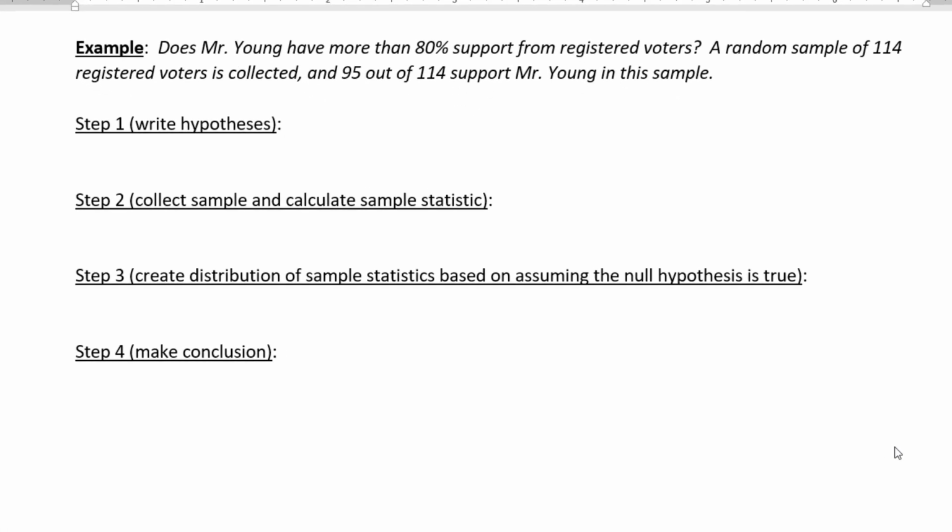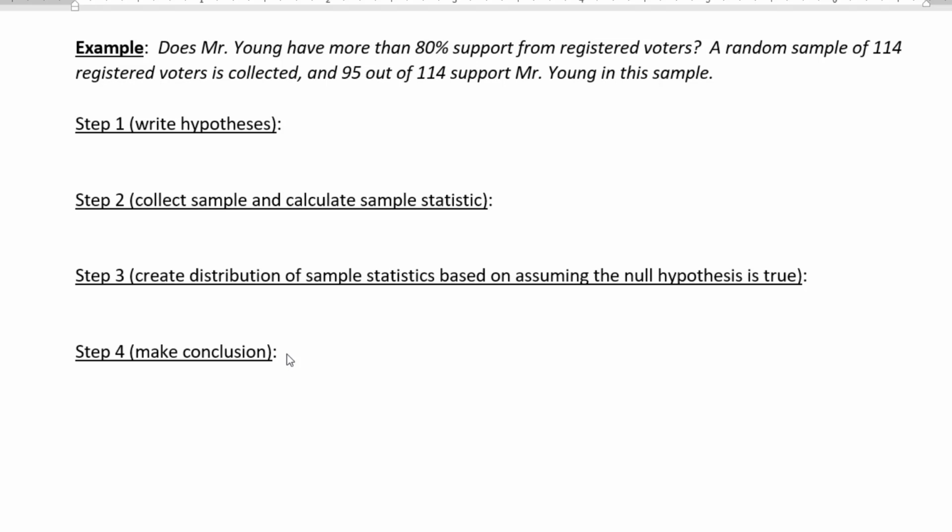This video will go through the 4 steps of a hypothesis testing process with broad strokes. We haven't yet introduced p-value, which will happen soon. For now, we're still using the 2 standard deviation method or the 5% rule to make our conclusions.